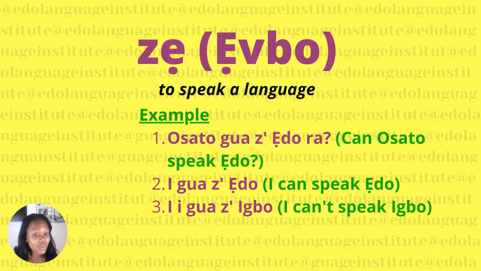And then Igwazedo is I can't speak Edo, but the example I use here is Igwazibo, I can't speak Igbo, which is true for me. So the E there after the first E is I, and then the small letter e is a negation, is not, basically. So Igwazedo, I can't speak Edo, or I don't speak Edo.